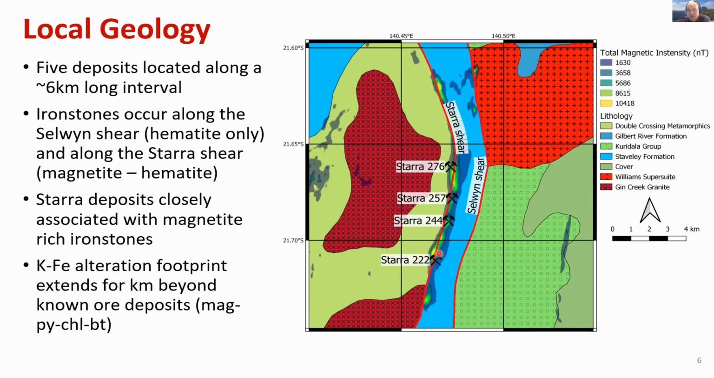They spread along a circa 6 kilometer long interval. 5 deposits from Starra 222 in the south to Starra 276 in the north, and this magnetite K, or the potassic iron alteration footprint, extends for quite a few kilometers beyond the known deposits.